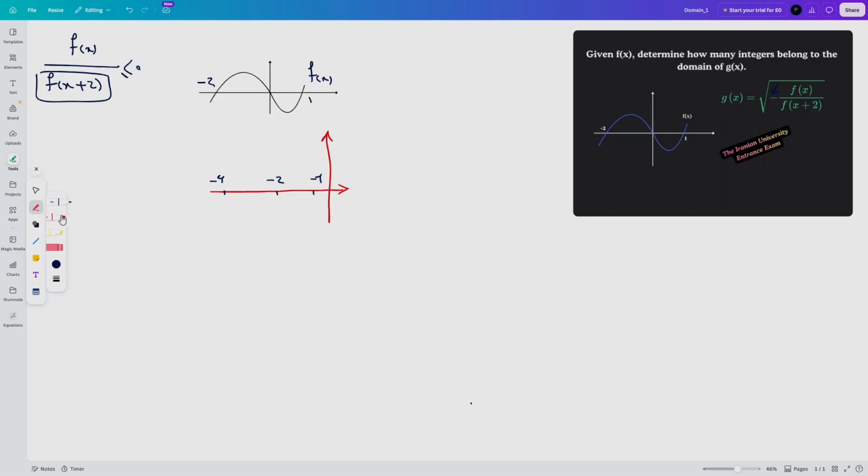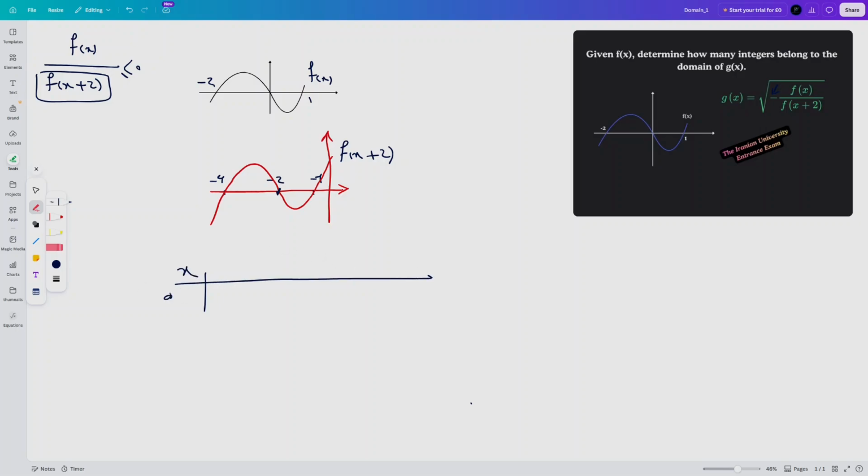And nothing else is going to change. So the function is going to be the same, exactly like before, something like that. It actually passes through minus 2 as well. So that is f of x plus 2. And now it is very easy to solve. All we need to do is just determine the signs.